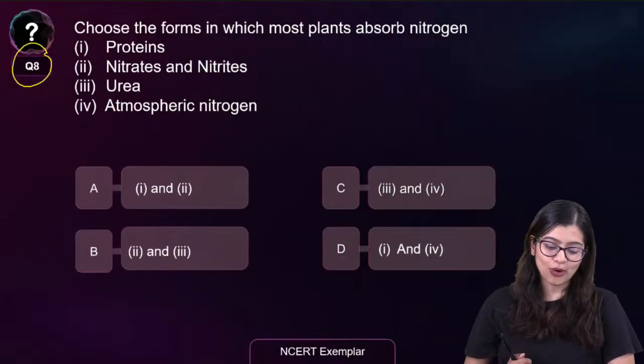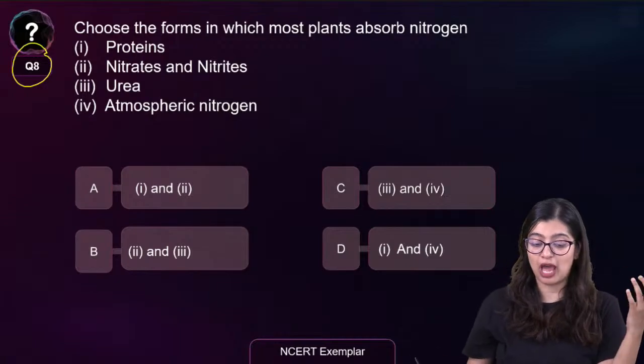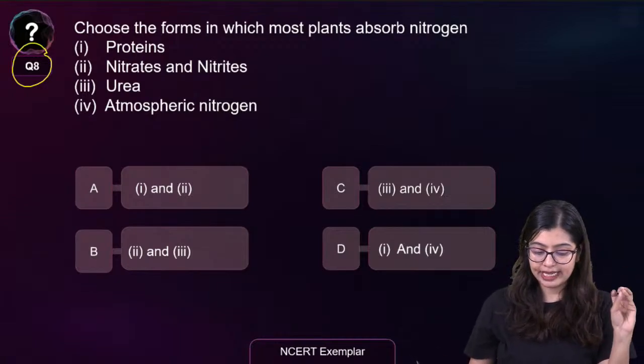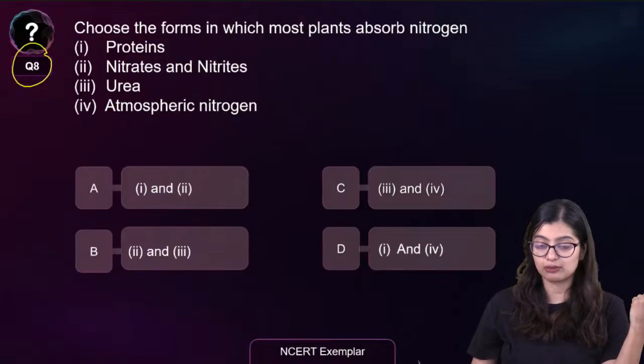Okay. Proteins, choose the forms in which plants absorb nitrogen. Proteins, nitrate, nitrites, urea or atmospheric nitrogen.